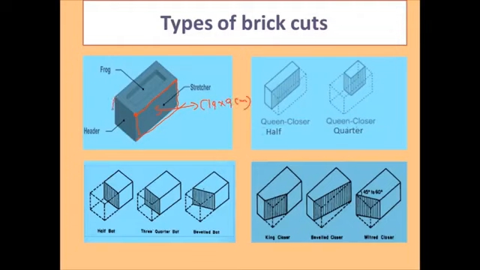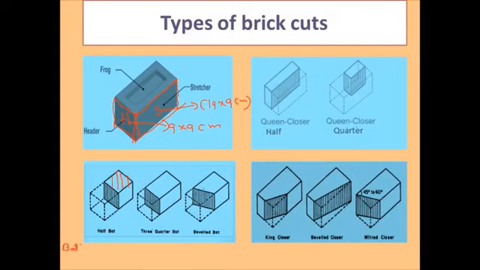Now when you take a complete brick like this, this is the longitudinal direction of the brick. If you make a cut across the length like this, then the portion of the brick obtained is called a bat. So what is a bat? A brick portion obtained by making a cut across the length.